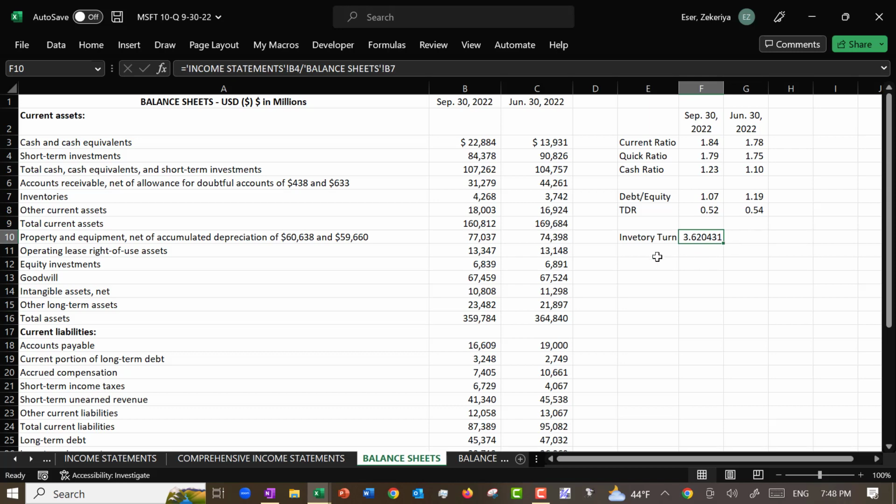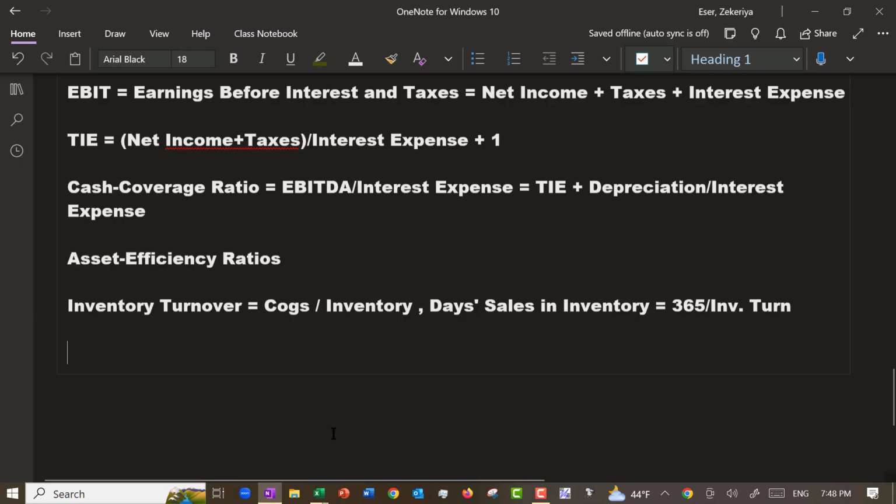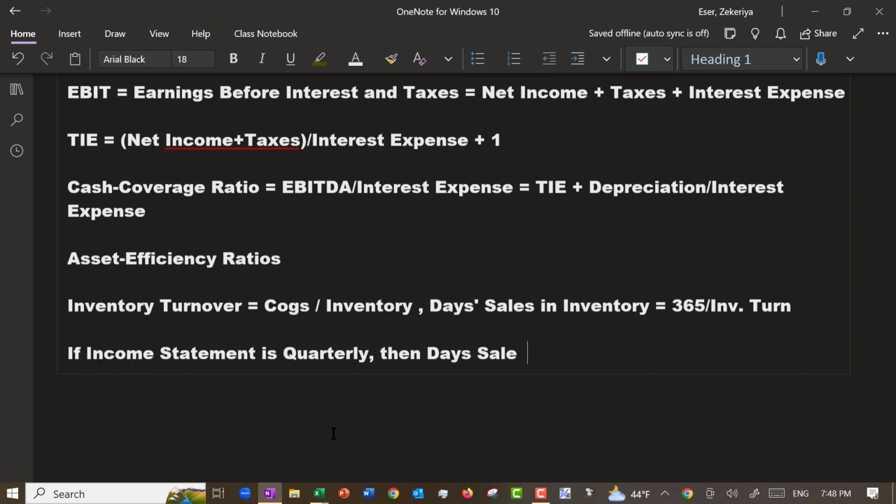And days sales, since this is a quarter, I'm going to do 91 over 3.62. Okay. If the income statement is quarterly, you should use 91 instead of 365.